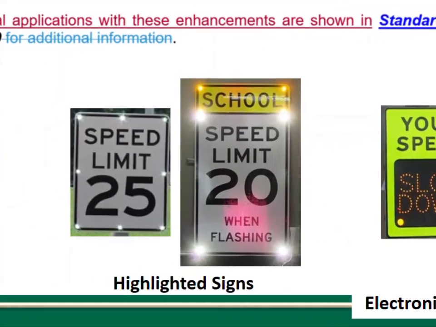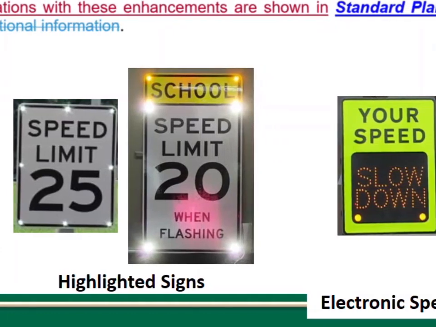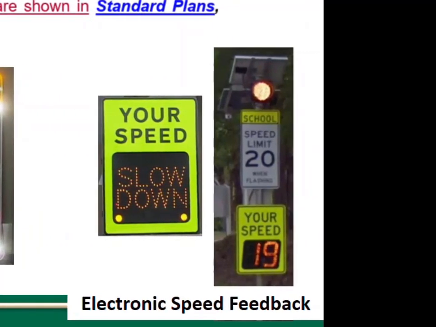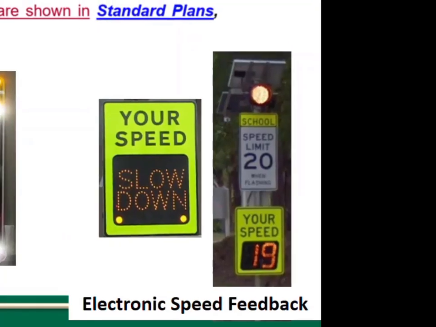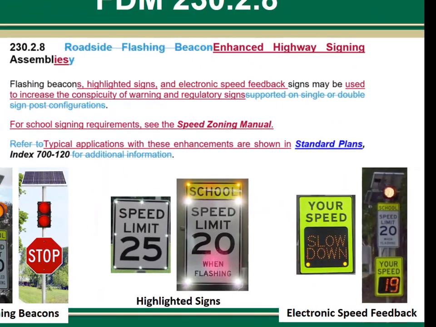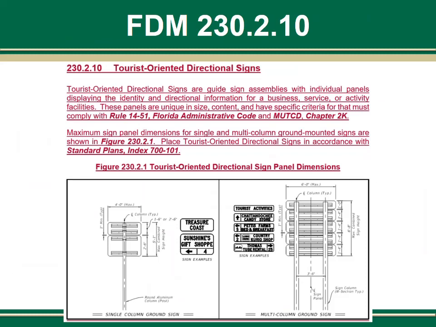Highlighted signs are signs with flashing lights that are built into the sign panel. You can see a couple of examples of these signs here in the center of the screen. Electronic speed feedback signs are the signs that provide a message back to the driver as they approach the sign. The message may be something that simply tells the driver their speed, or it could be something that says slow down, as shown in the two examples on the right side of the screen. So this section of the FDM was updated to reflect all the different assemblies that are found in Standard Plans Index 700-120.